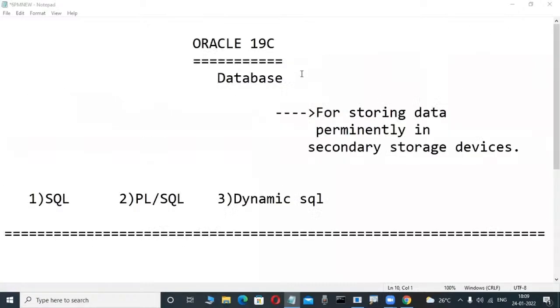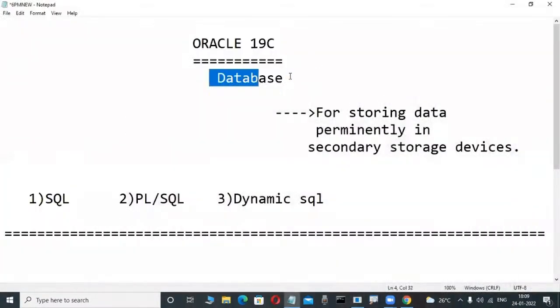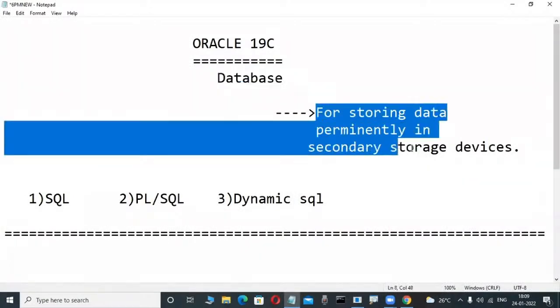Concentrate here. For anybody not attending the previous classes, don't be afraid, don't worry. Simple. Oracle is a product from Oracle Corporation. 19C is a version. This Oracle is a database product only. The purpose of a database product is storing data permanently on a hard disk.